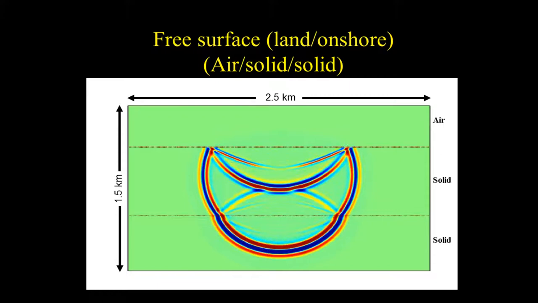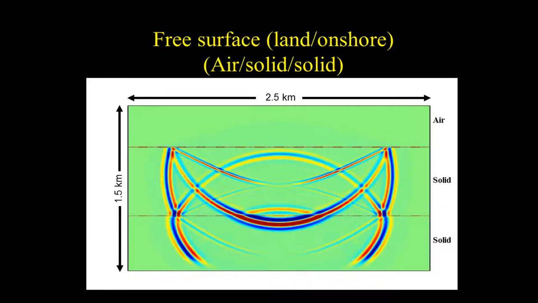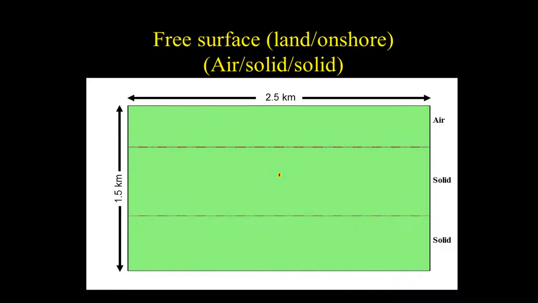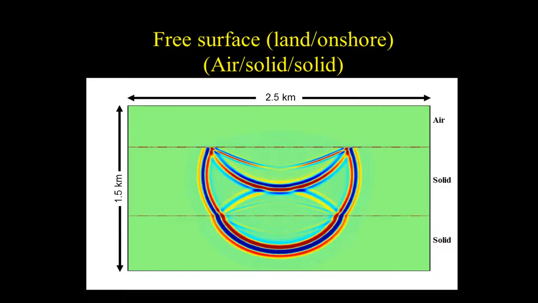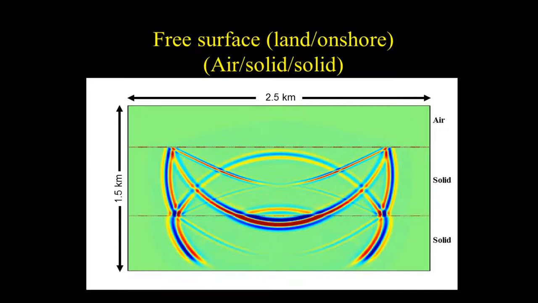Here is some additional information. Look at the air-solid interface. We can again see that the reflection at the air-solid interface is total. Very little energy is transmitted into the atmosphere. The Earth's surface is a free surface. We have refracted waves at the free surface. That is, we have surface waves. And at the solid-solid interface.